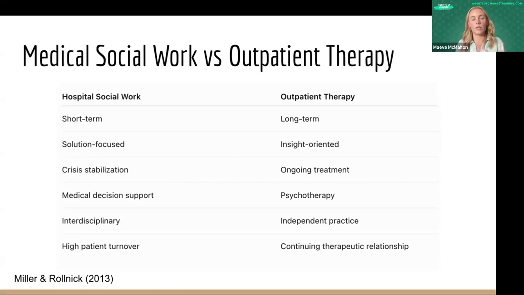When you're working in an inpatient hospital social work position, you'll do interdisciplinary rounds in the morning so that everyone gets on the same page of where everyone is at in their treatment, because everyone has their specific thing that they're focusing on. Where outpatient therapy is a little bit more of independent practice.